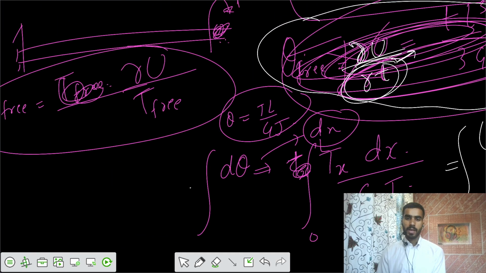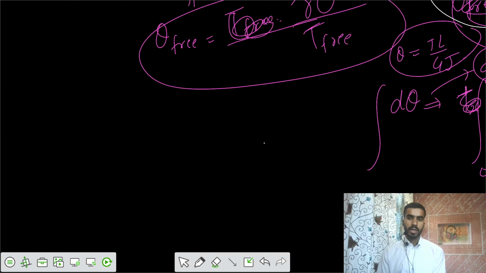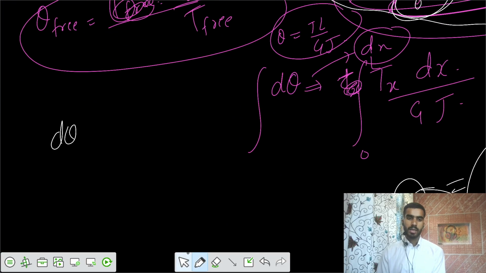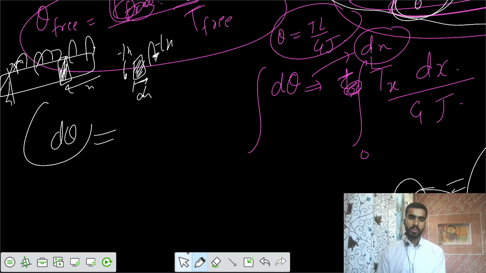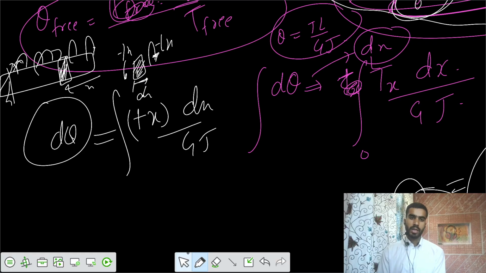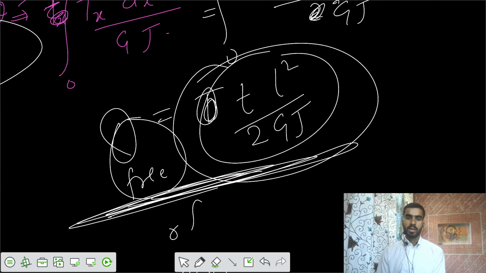So based on this fact, you should calculate in this way: take small theta contributed by that small strip at any x from the free end, and there is some UDT. You take the strip, there's some net torque of t into x acting here, tx. There's a length of dx. The theta contributed by that strip, d theta, is tx into dx by GJ. Then you integrate it from 0 to L, small t square L by 2 GJ.